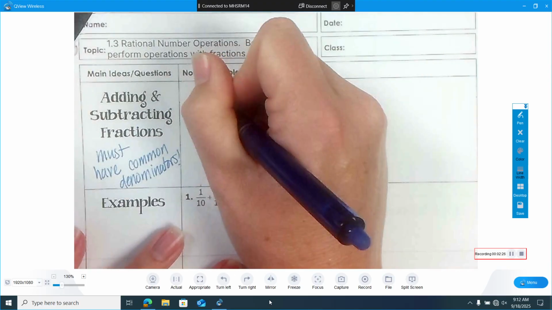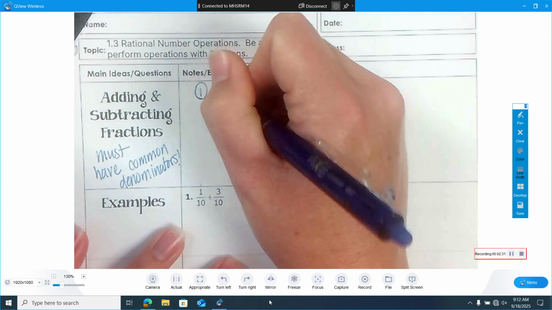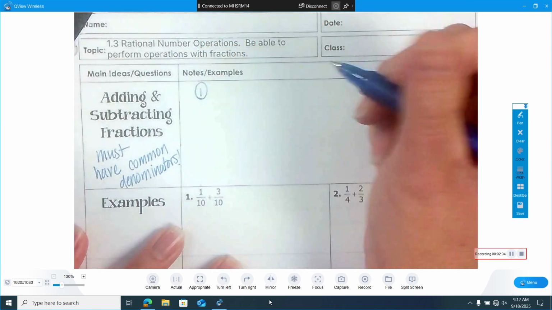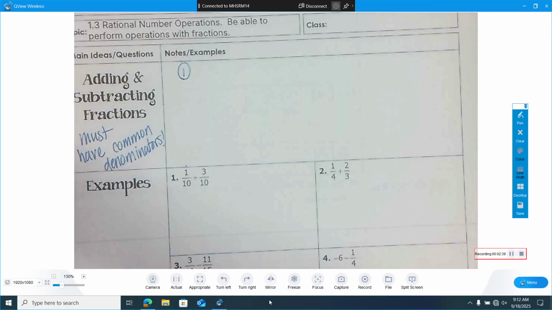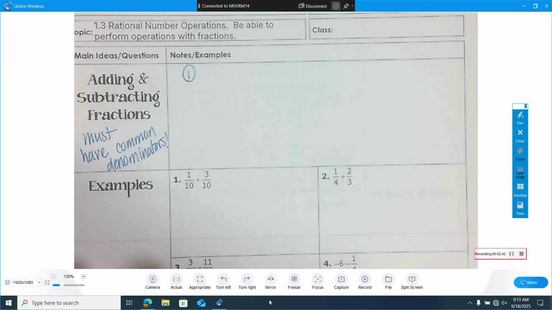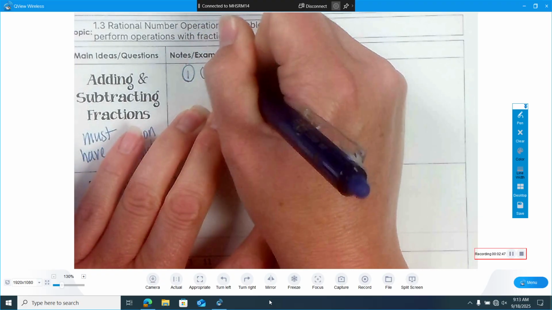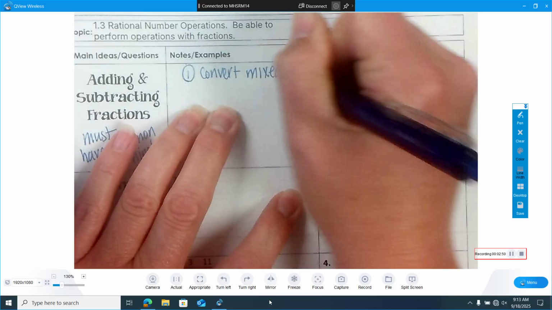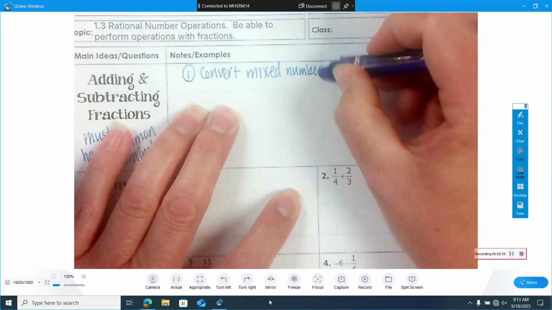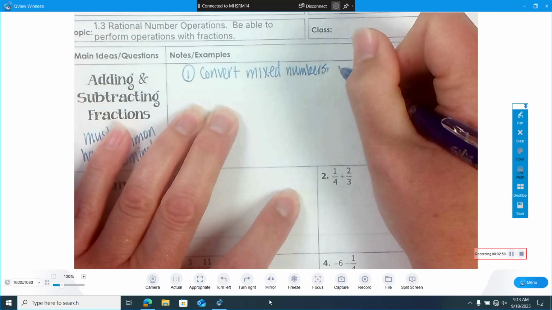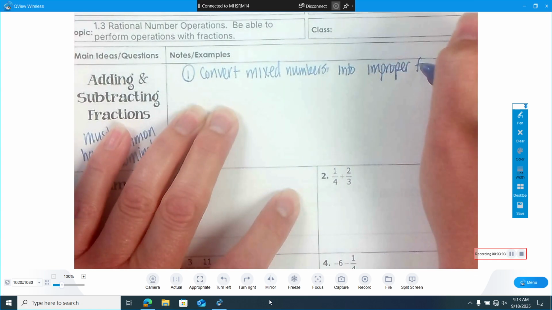So we got some steps here. Step one, sometimes you can see we've got some mixed numbers, like number 7. What are we going to need to do if we have mixed numbers? Write them as improper, yes. So convert mixed numbers into improper form.